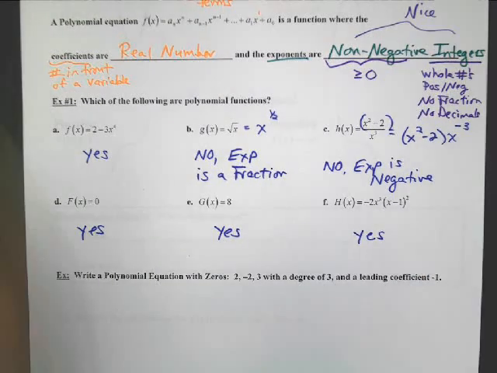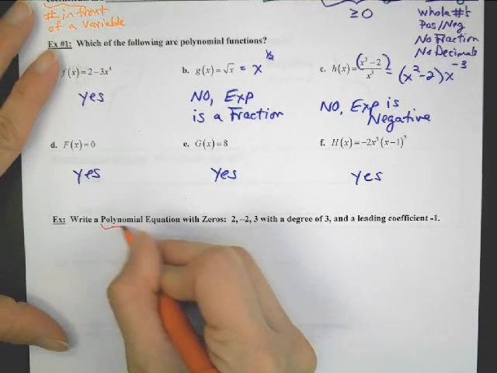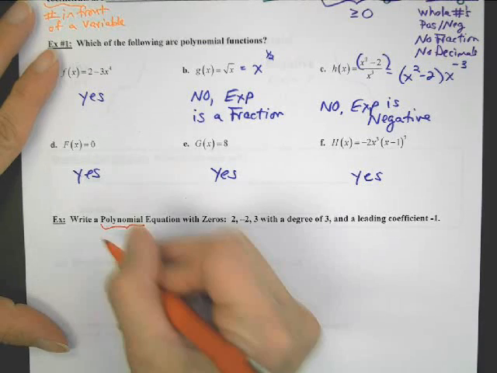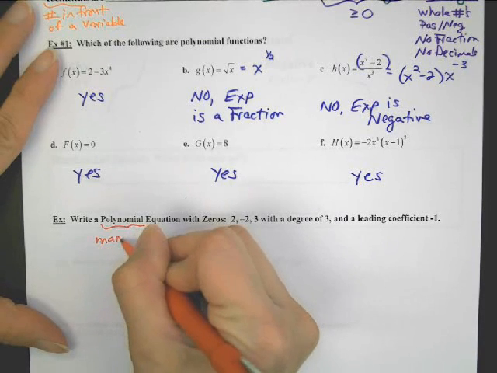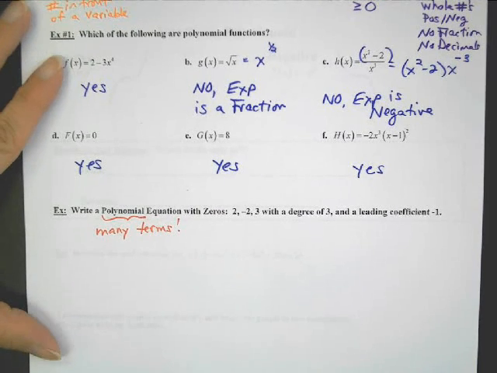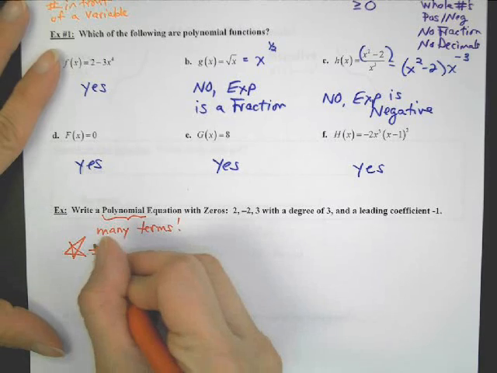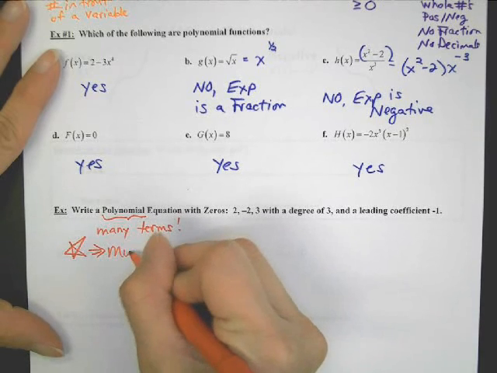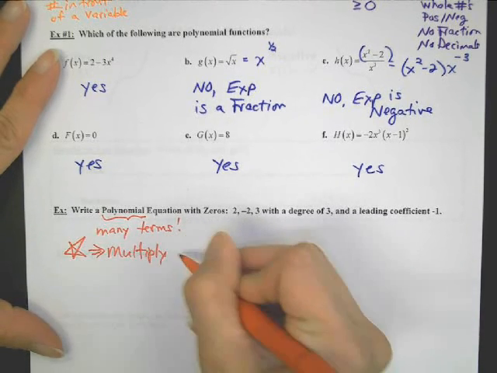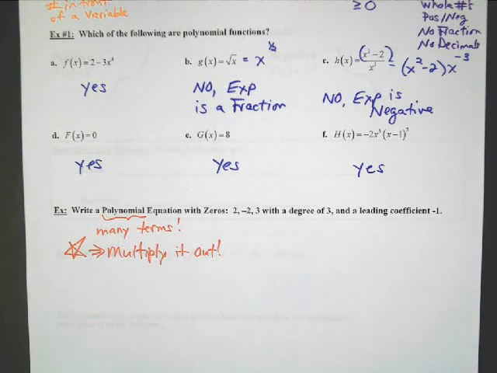Okay, let's go ahead and write out a polynomial equation. Once again, let's remind everyone what a polynomial equation is. This means many terms. How are you going to make many terms? Put a big star here. That means you must multiply it out. Some people are great at making the equation, but they don't turn it into a polynomial.